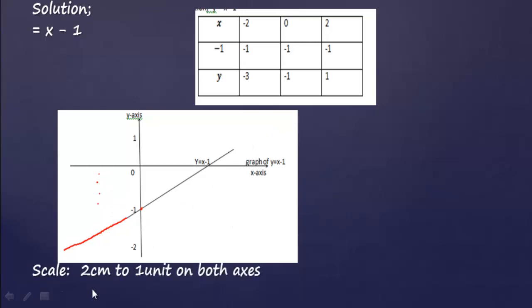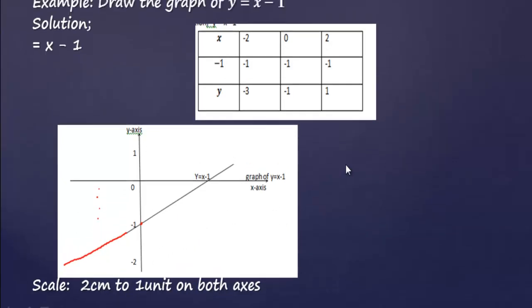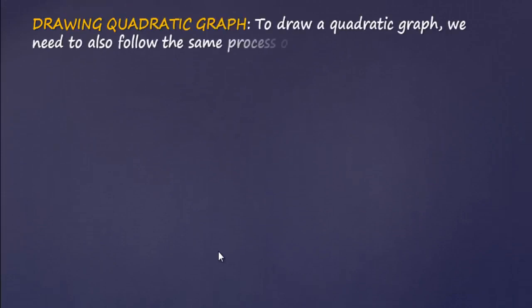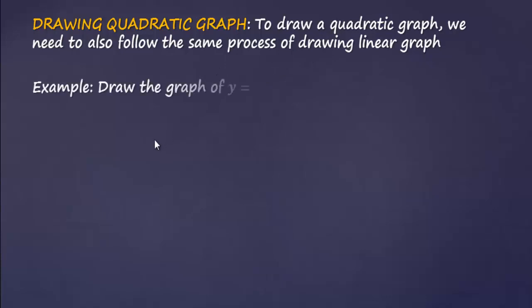Now the scale is 2 centimeters to 1 unit on both sides. So let's move on. Now you need to draw a quadratic graph. To draw a quadratic graph, we need to also follow the same process of drawing a linear graph. Now let's move on. Example 1: draw the graph of y equals x squared plus 2x plus 1.